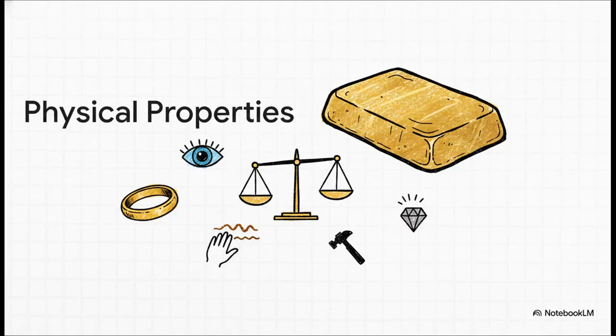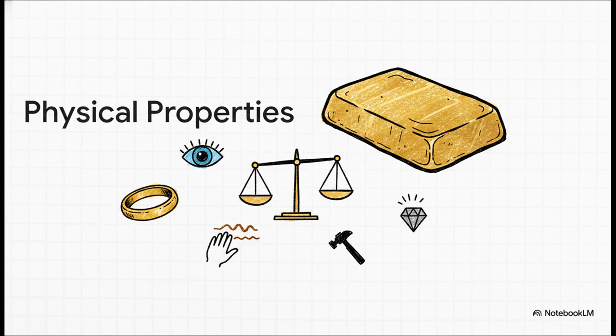To give you an idea, here are some physical properties we can measure right off the bat. Things like color, texture, or hardness, stuff we can observe with our senses or just basic tools. And remember, properties like density, color, and melting points are what scientists call intensive properties. That's a fancy way of saying they do not change no matter how much of the substance you're holding.